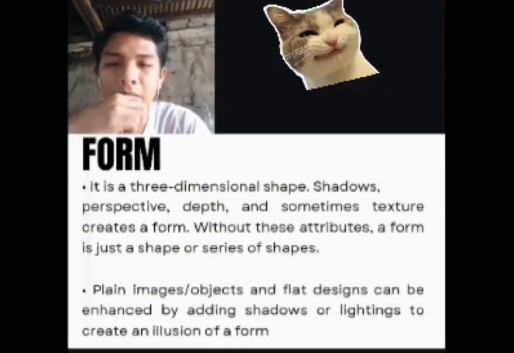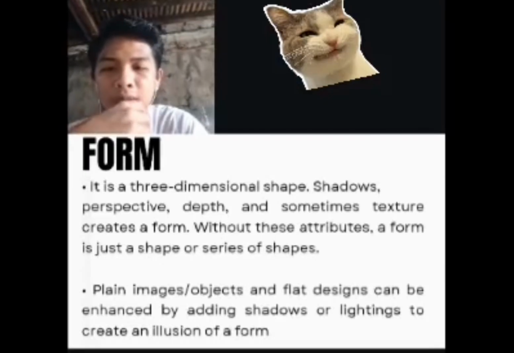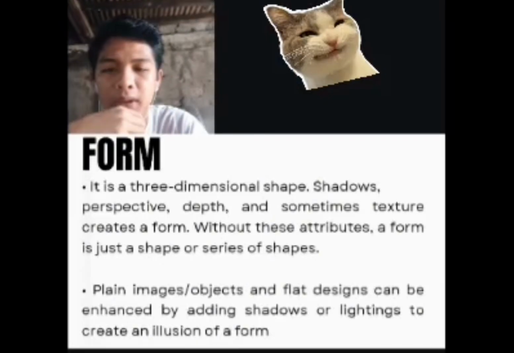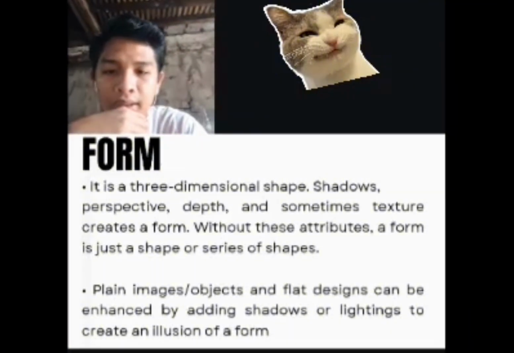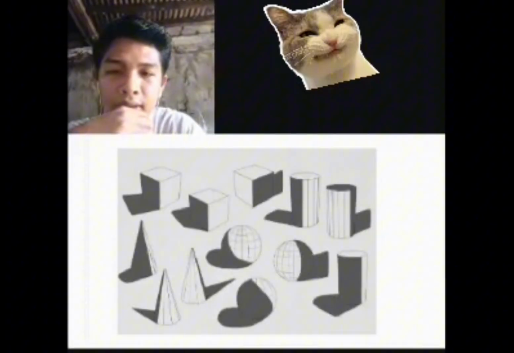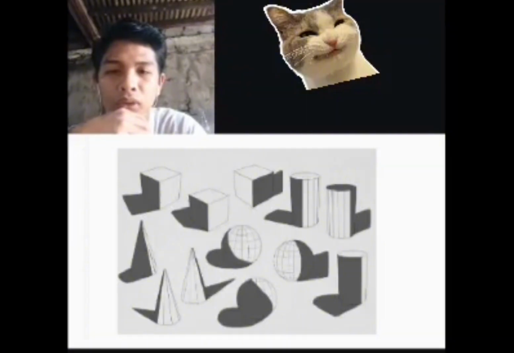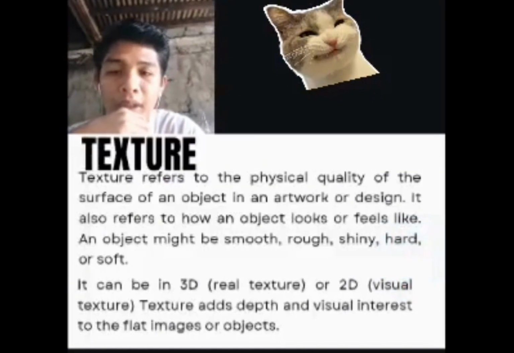Form is a three-dimensional shape. Shadows, perspective, depth, and sometimes textures create a form. Without these attributes, a form is just a shape or a series of shapes. Plain images or objects and flat designs can be enhanced by adding shadows or lighting to create an illusion of a form. And here is the example of a form where you can see some shadows to create an illusion that it is a real object. Next, we have the texture.